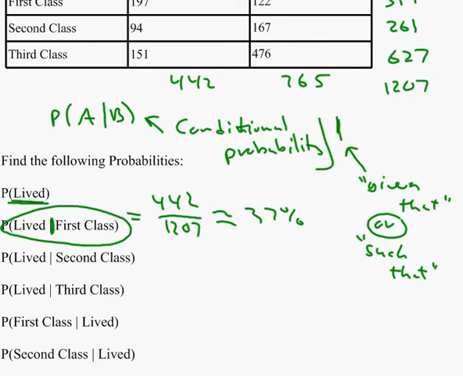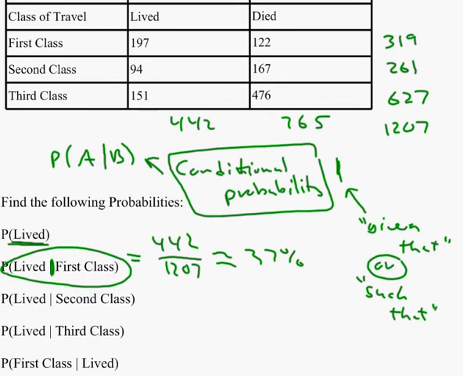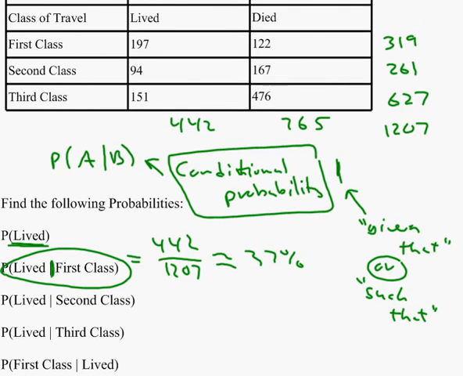And a conditional probability is just, we've got to satisfy a certain condition first, and then we can start to answer the question. So here's what I mean by that. This is saying, find the probability someone lived given they were in first class. So this is really saying, just look at the first class passengers. Out of the 319 of them that were on the ship, 197 of them lived. So this probability would be 197 out of 319.